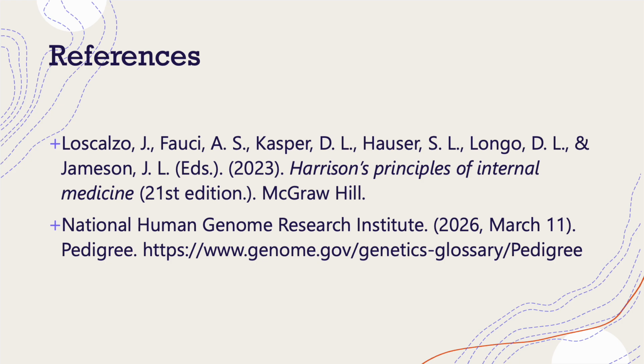So in conclusion, cystic fibrosis is an autosomal recessive disease caused by mutations in the CFTR gene. It affects many systems in the body, especially the lungs and digestive system. Understanding the genetic pattern helps explain how the disease is passed through families.